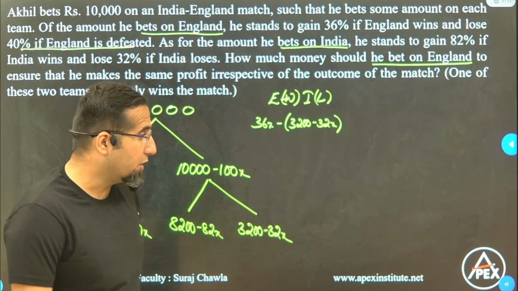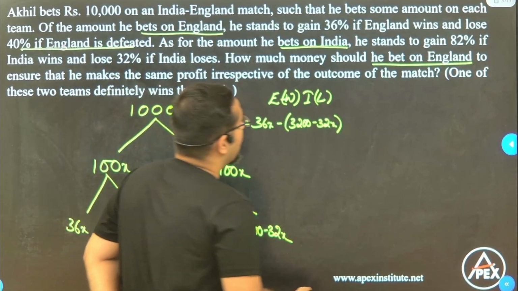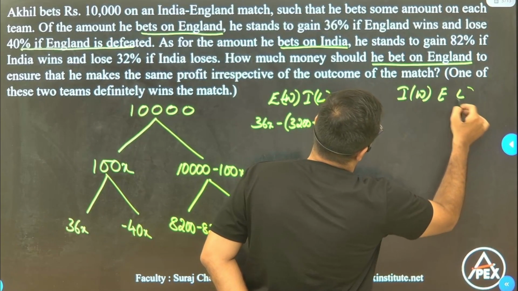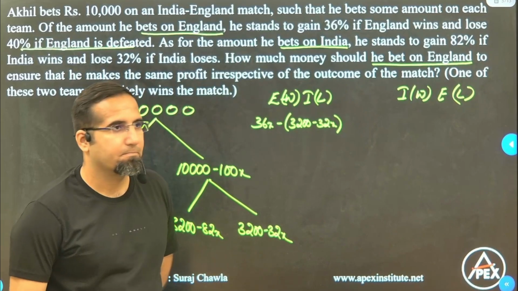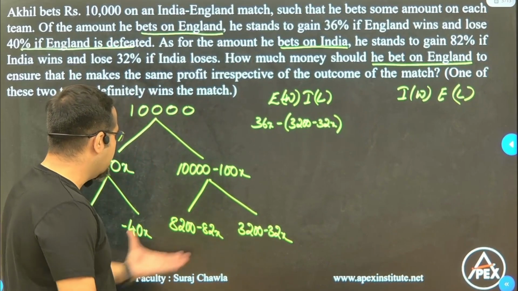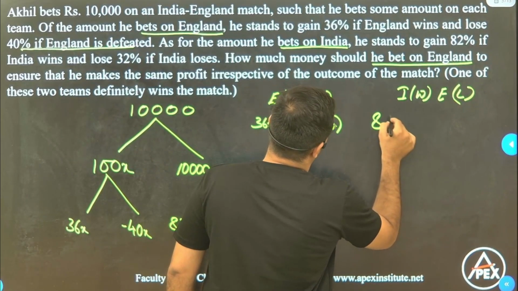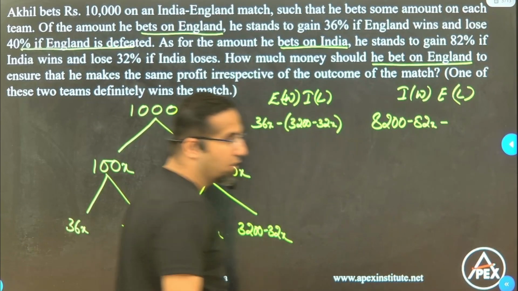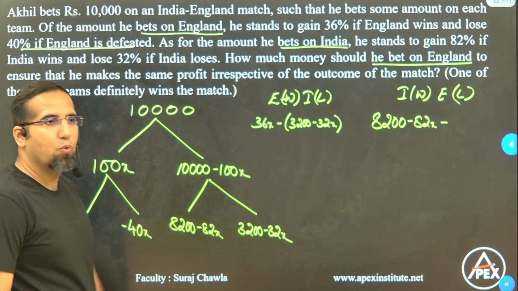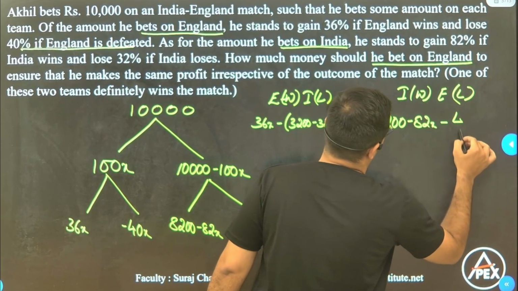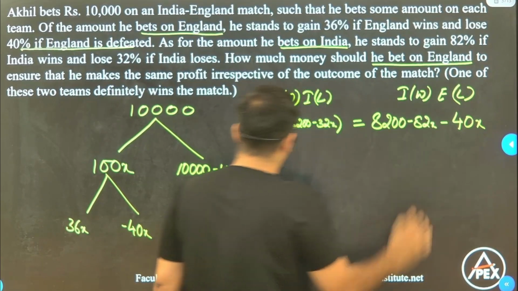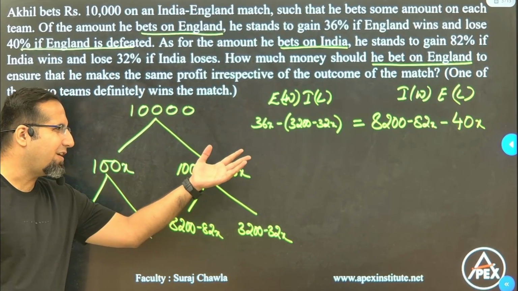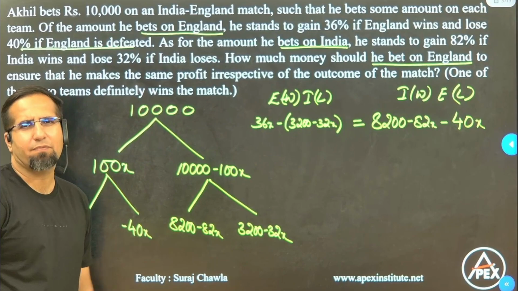Okay? Similarly, the second case is if India is winning the match, that means England is losing the match. Clear? So if India is winning the match, he stands to get 8200 minus 82x, and from here, if England is losing, he loses 40x in this scenario. Now these two amounts should be equal. Clear guys? Now from here we will get the value of x, and we need the value of 100x. It's a simple funda. Let's solve this.